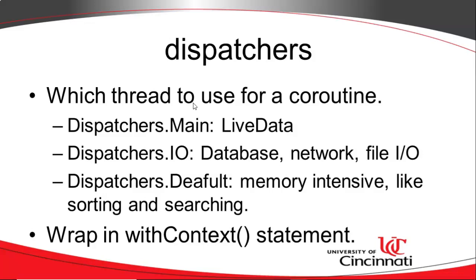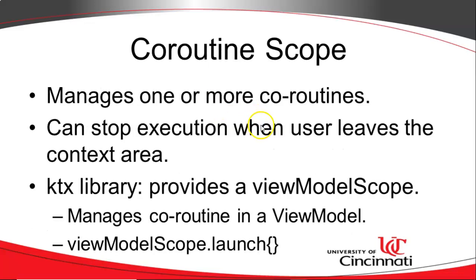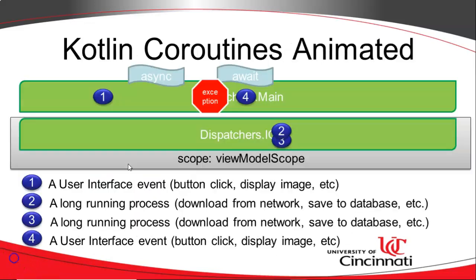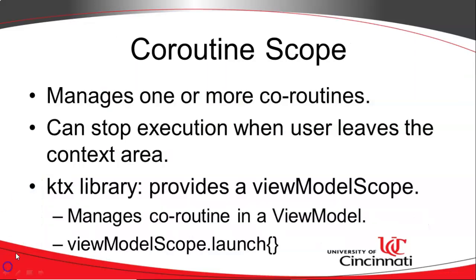We'll see when we put this in code that we're going to wrap this in a withContext statement. Finally, we have that concept of CoroutineScope. Once again, you remember our animation. The CoroutineScope is this gray box where we put our number 2 and number 3 long-running processes. And when an exception happened in one, it could inform the other, and then go back and also inform the awaiting task. So CoroutineScope manages one or more coroutines.